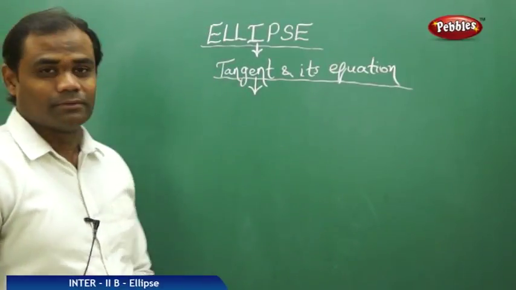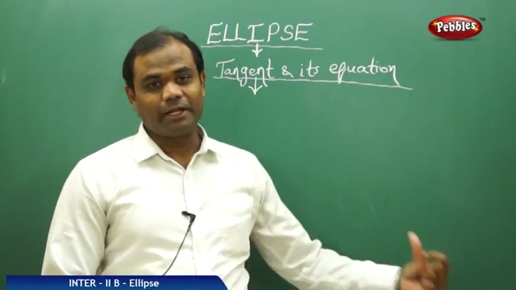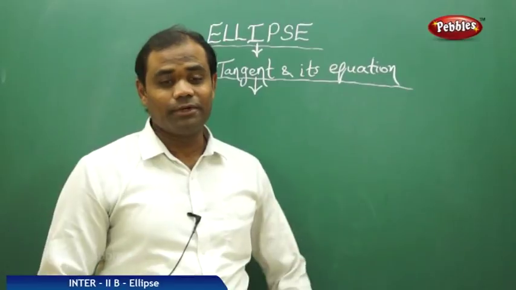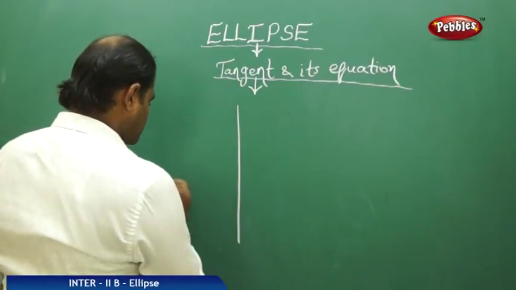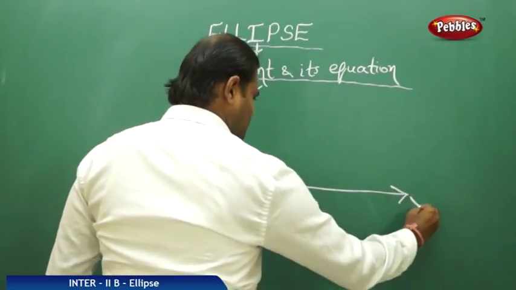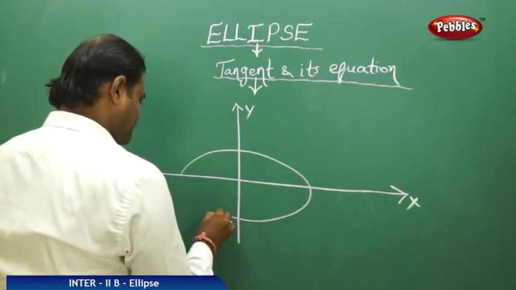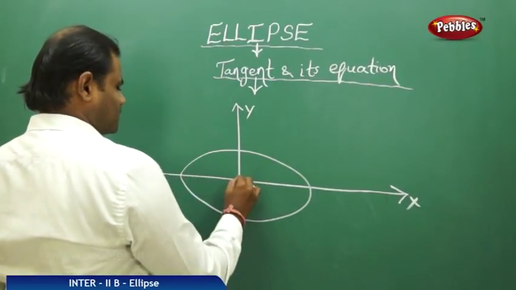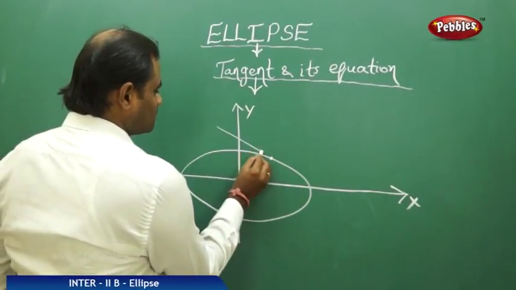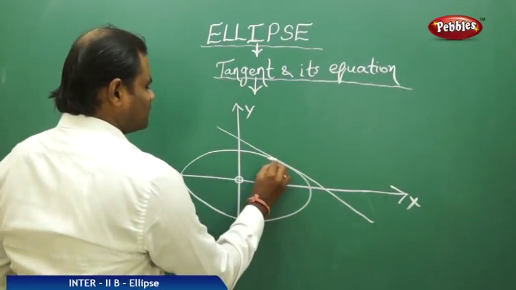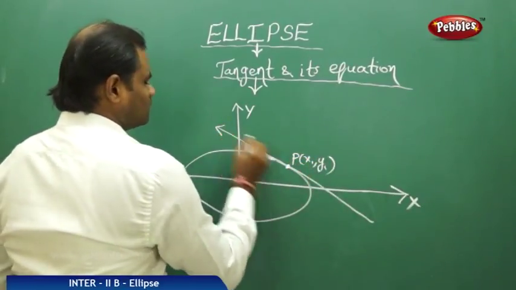Tangent and its equation. So we have discussed the tangent with the three cases of position of a line with respect to an ellipse. Now let's see what the equation of a tangent of an ellipse is. Say, for example, I take the ellipse in standard form with origin, and here is the tangent at P, which is (x1, y1).